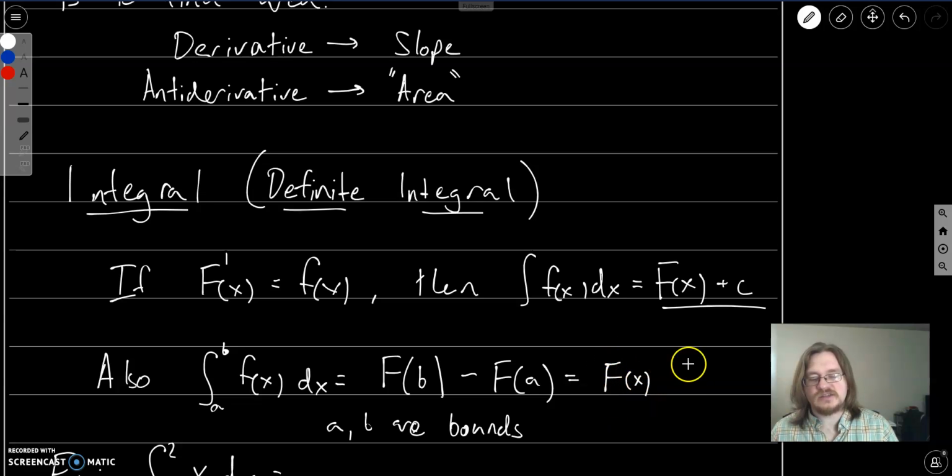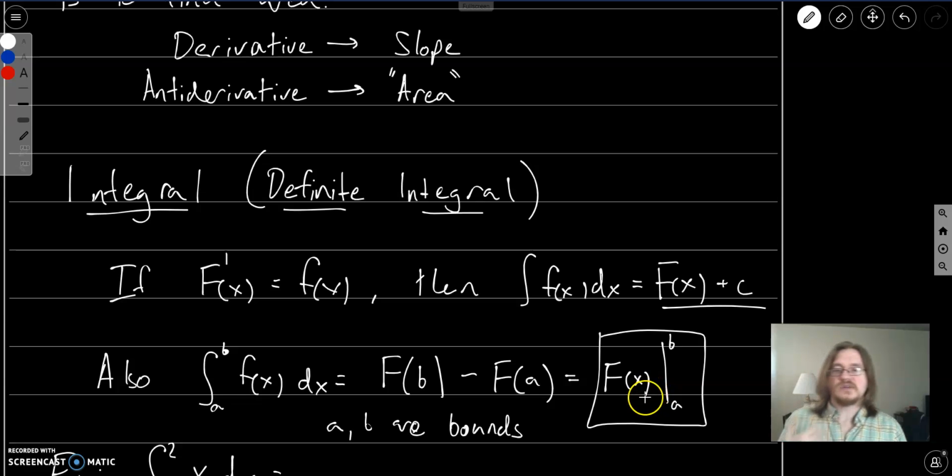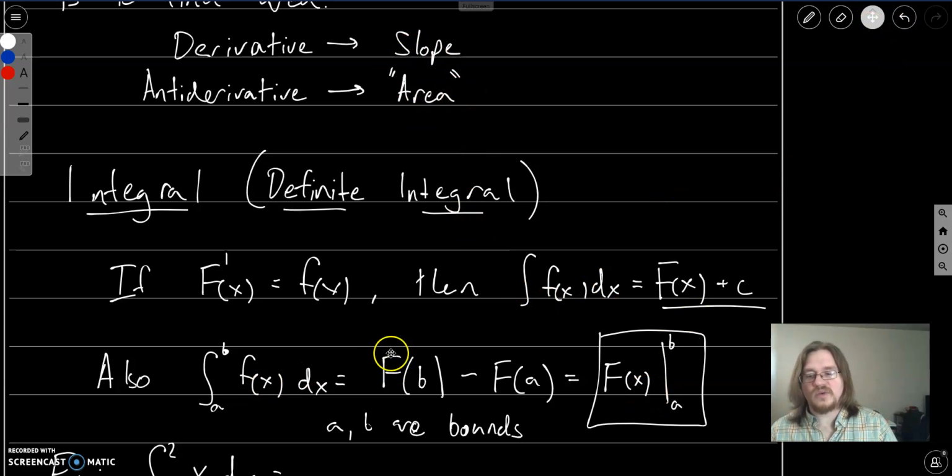If you take the antiderivative, we will sometimes put a line here and put what our bounds are. And this means plug in b, plug in a, and subtract them. So this right here is quite a useful notation. It's quite compact. So let's go through an example, and I'll draw a picture of why this is the area. What on earth are we doing?